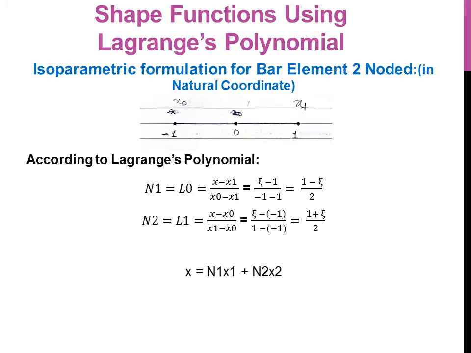So your N2 is 1 plus zeta upon 2. If you want to calculate the x coordinate, you will have x1 and x2 also, with shape functions N1 and N2, that is 1 minus zeta upon 2 and 1 plus zeta upon 2 respectively. Then in matrix form you can rewrite x as first row 1 minus zeta upon 2 and 1 plus zeta upon 2, multiplied by the matrix with first row x1 and second row x2. So this is the isoparametric formulation.